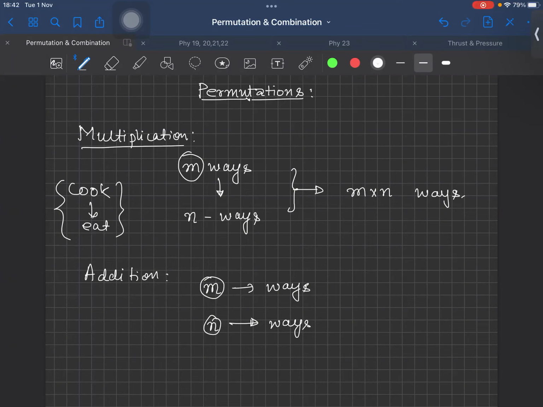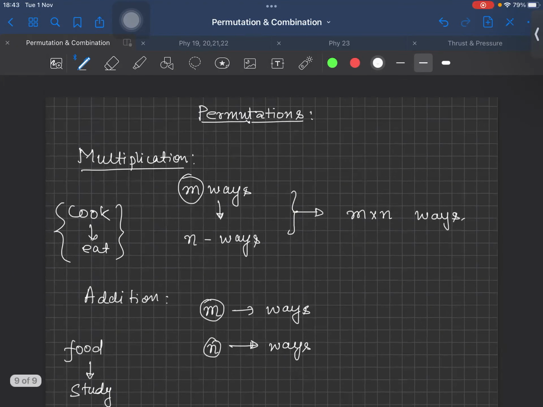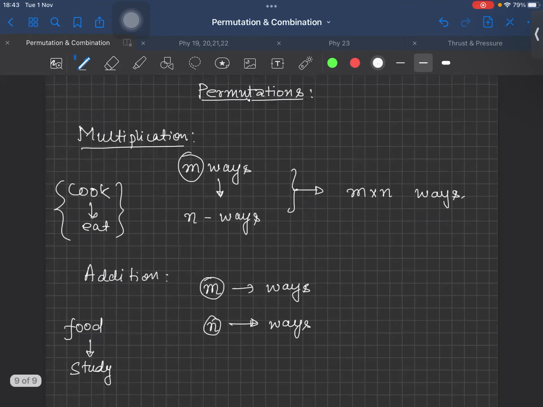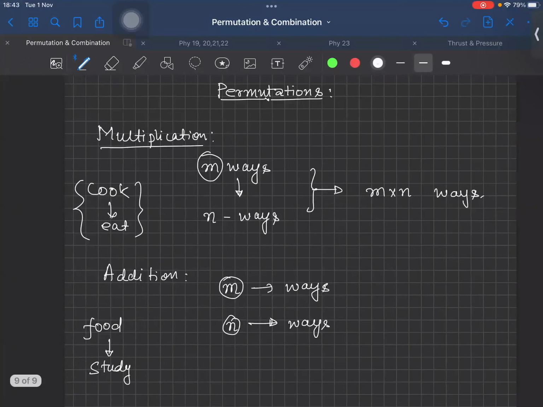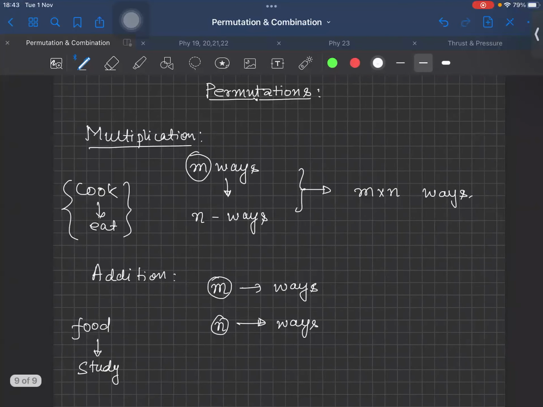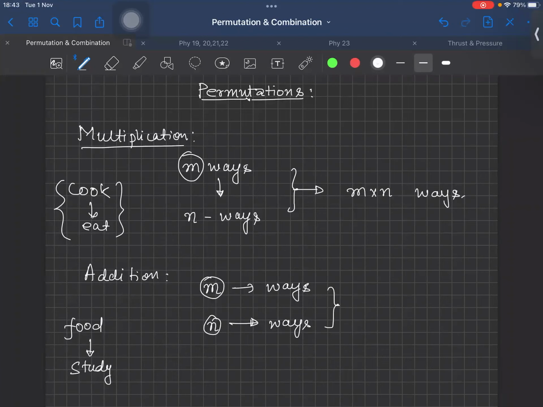And let's say there are two ways, both independent: you can eat the food, and you have to study. Let's say these are the two events. Obviously we need food for energy, but even if we don't take food, we can study. So these are two independent ways. Thus here we use the fundamental principle of addition, that is, this can be done in m plus n ways.